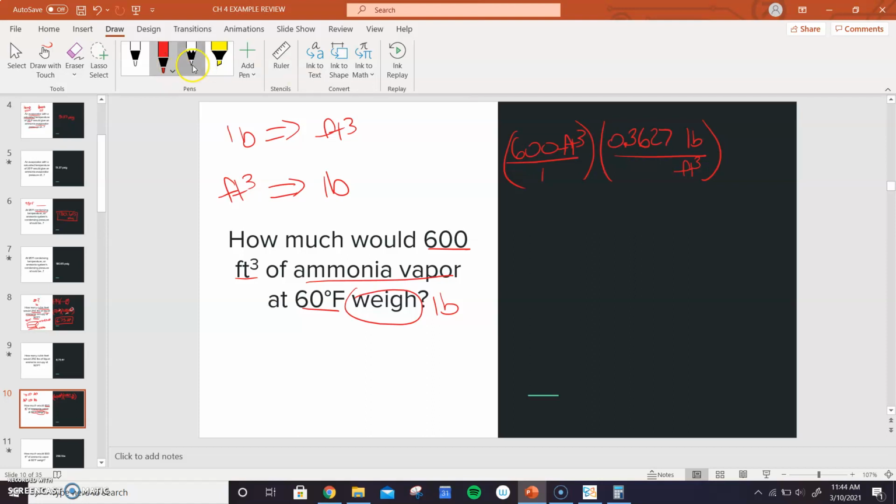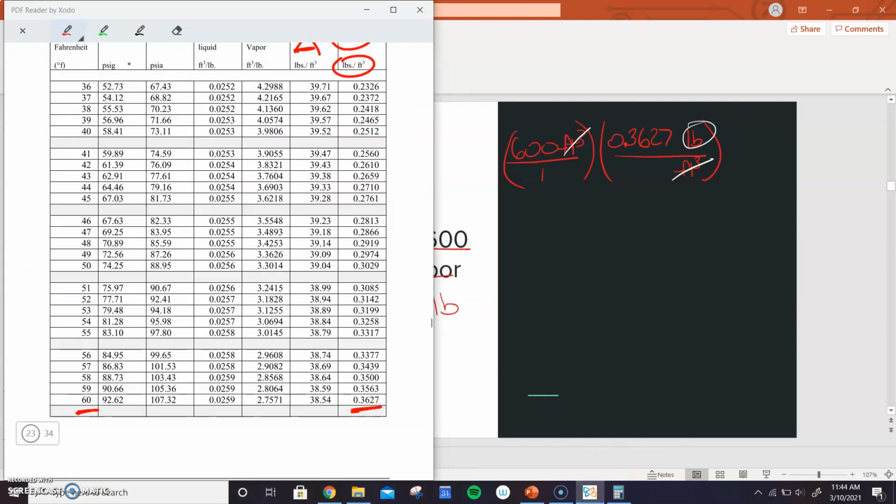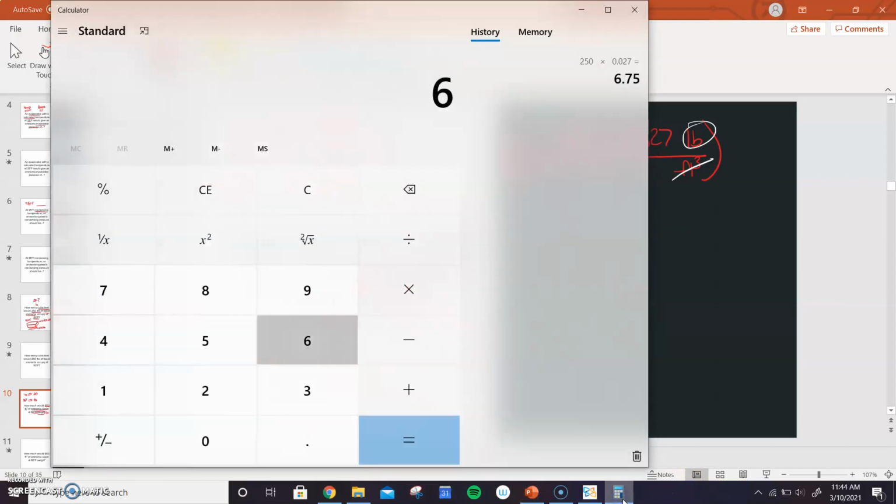All right, so we know that cubic feet cancels out. We're left with pounds, which is what we were looking for. So 600 times 0.3627. Multiply that out. So 600 times 0.3627 is 217.62.